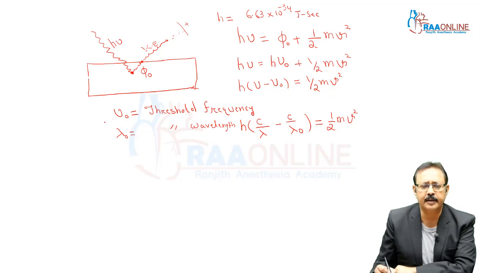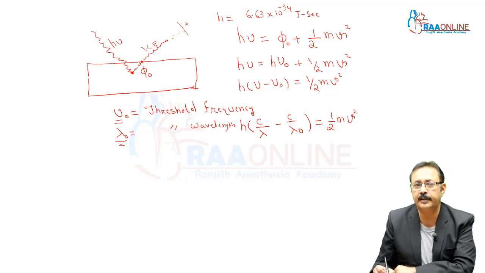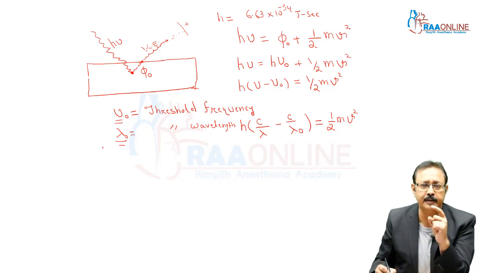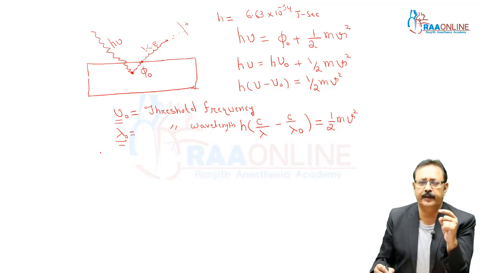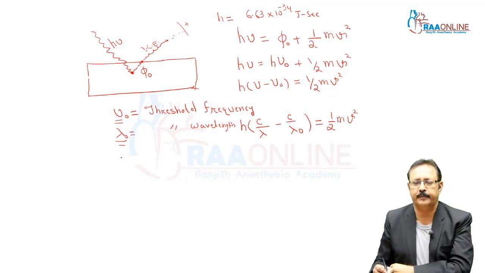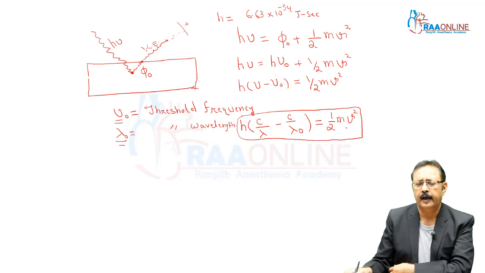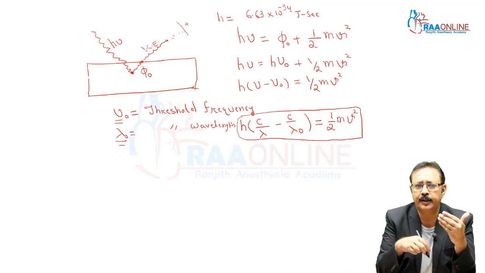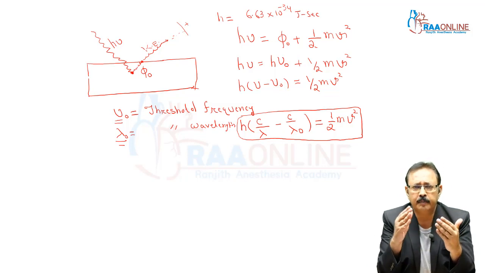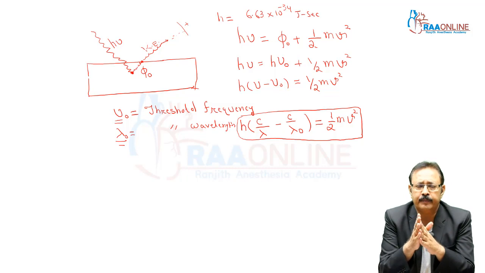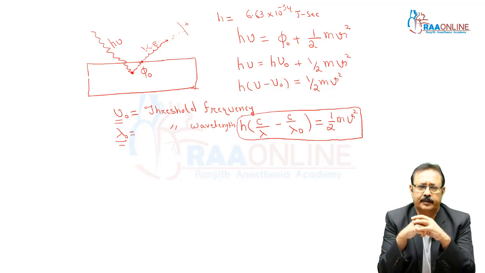Remember, it is the minimum frequency which can eject electrons. It is the maximum wavelength which can eject an electron, because energy is inversely proportional to wavelength but directly proportional to frequency. So maximum problems which you are getting in your exam are based on this. Or one more concept is also there: when we are increasing the intensity of light, what you are doing by increasing the intensity of light, you are increasing the number of photons.